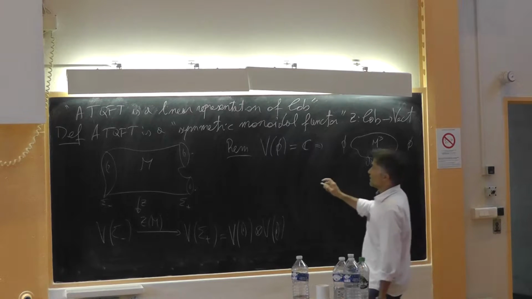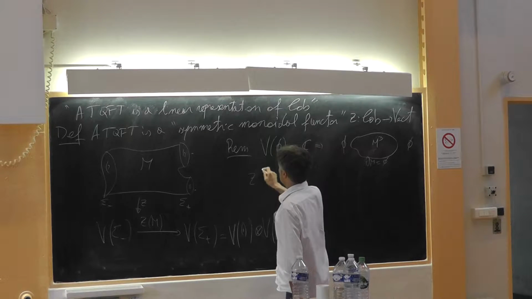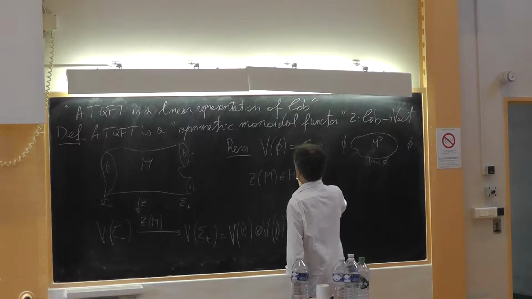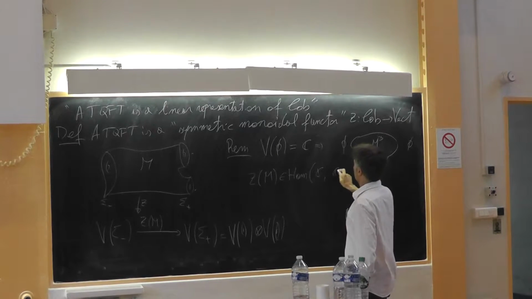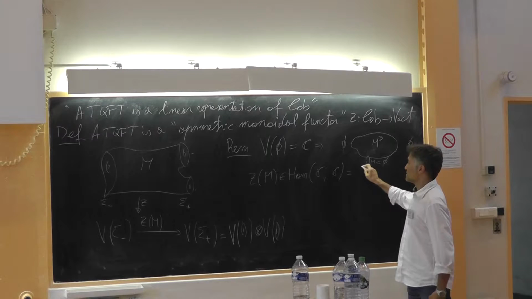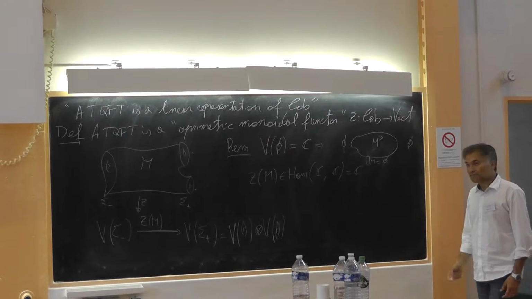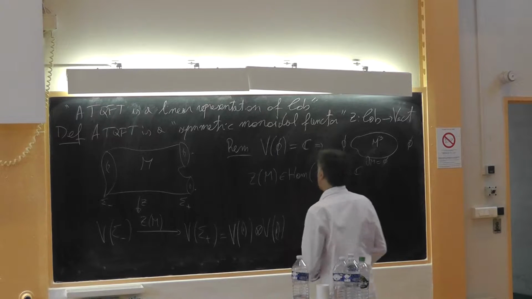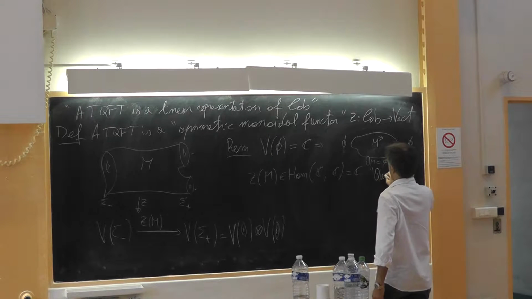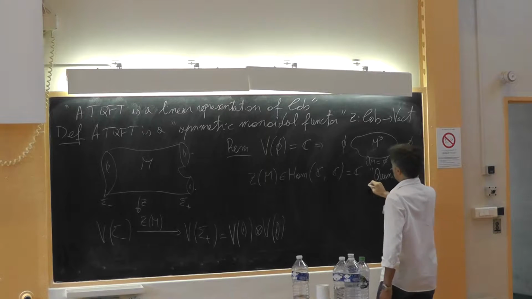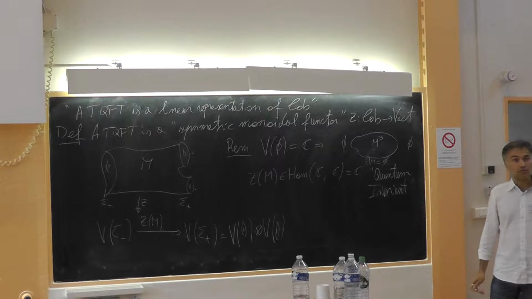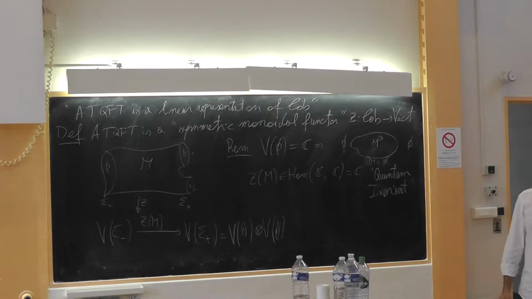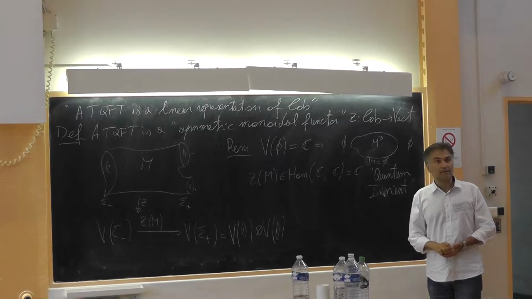So if I apply now Z to that, what I get is that Z of M should be a homomorphism, a linear map from Z of the empty set, so from C to C. And that's canonically a complex number. So this is actually what people call quantum invariant. It depends only, by definition, on M up to diffeomorphism. So it's an invariant of M. And that's the definition of quantum invariant.